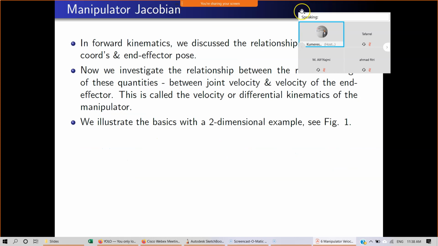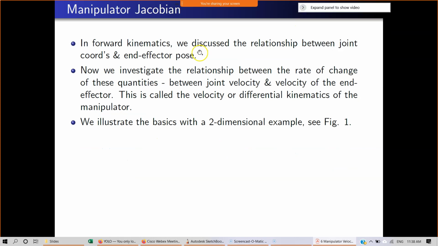In forward kinematics, like I've just explained in the beginning of this lecture, we discussed the relationship between joint coordinates and end effector pose. If I give you the joint angles, you can compute the homogeneous transformation matrix that represents the end effector's pose. Now we investigate the relationship between the rate of change of these quantities, between the joint velocity or angular velocity of the joints and the velocity of the end effector, the spatial velocity. This is called the velocity or differential kinematics of the manipulator.